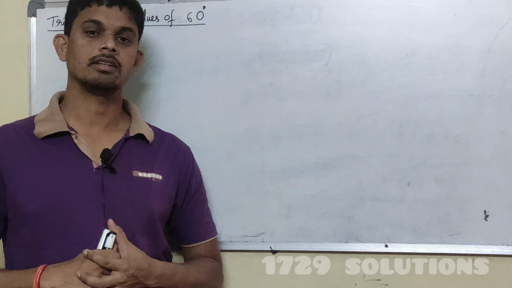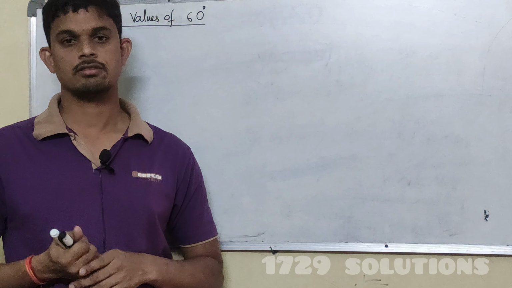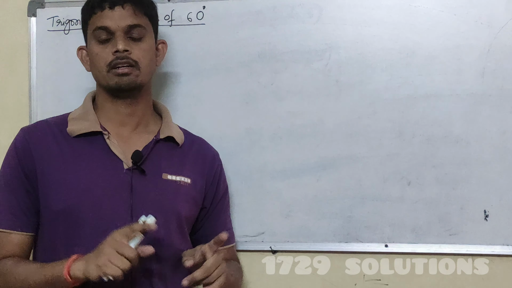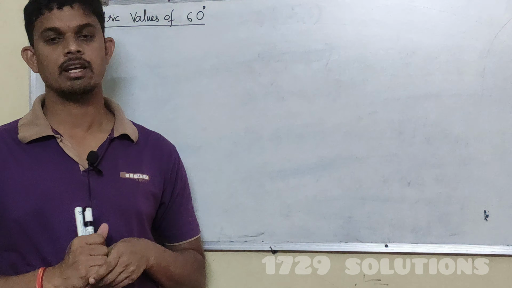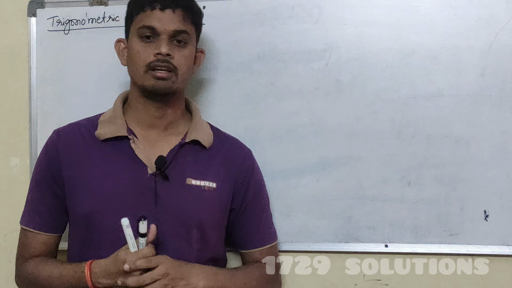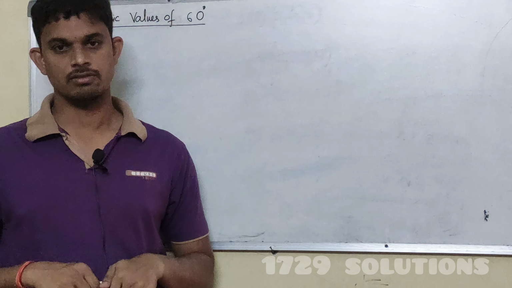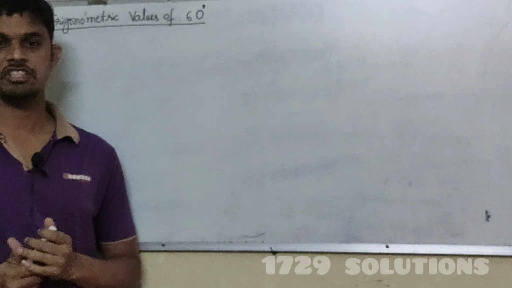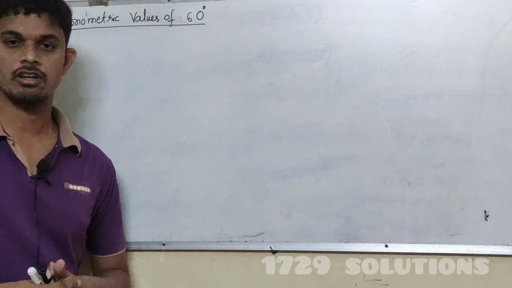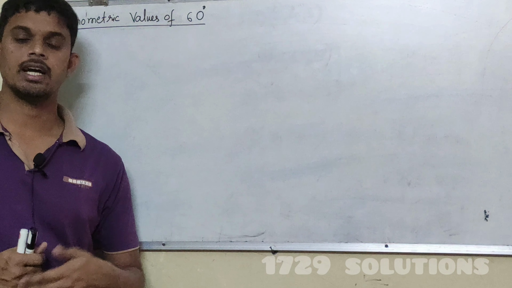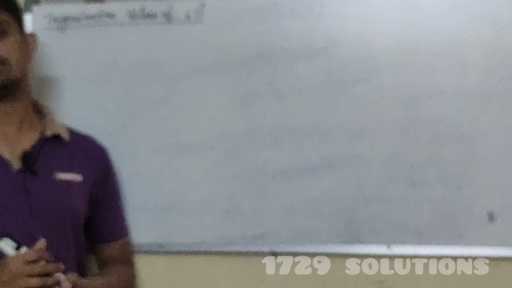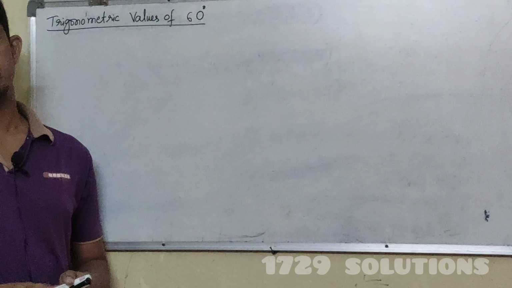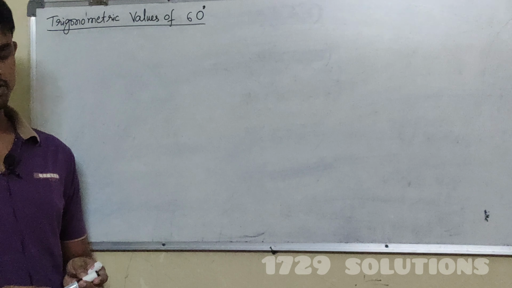Now I am explaining the trigonometric values, the proofs of trigonometric values. Already in my previous video I gave the table on how to remember all values from 0 to 90 degrees. Now I will explain how we get those values. So first of all I will explain all the trigonometric values for 60 degrees. Means sin 60 how much, cos 60, tan 60, sec 60, cosec 60 and cot 60. Okay, now I will explain the trigonometric values of 60 degrees.